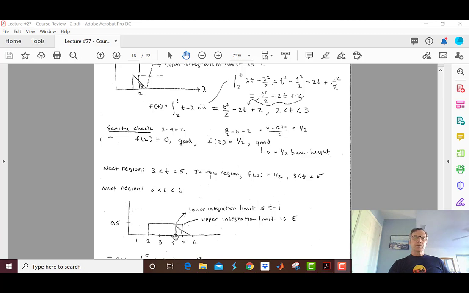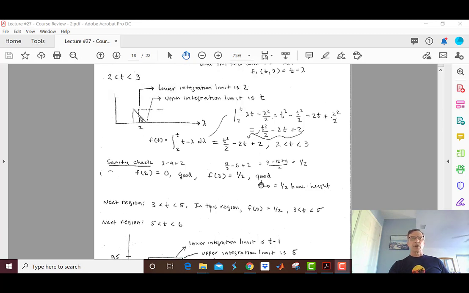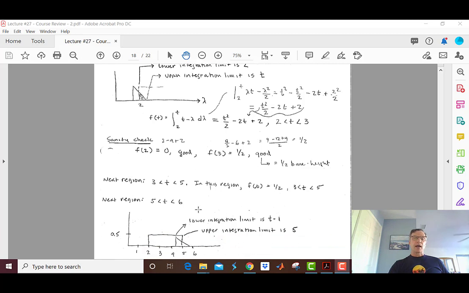In this region, well, first of all, between t equals 3 and t equals 5, the triangle is completely inside my impulse response. So I'm going to get a constant output because that area is going to be constant no matter where it is in here, and it's just going to be 1/2.